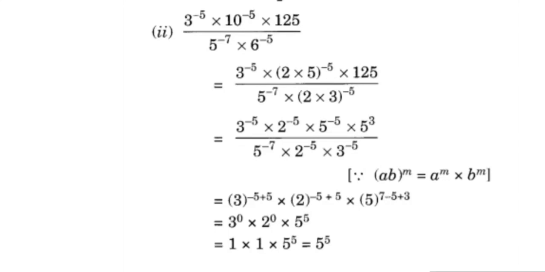Now we will use the identity. So it will come 3 raised to minus 5 plus 5, into 2 raised to minus 5 plus 5, into 5 raised to 7 minus 5 plus 3. So this will come 3 raised to 0 into 2 raised to 0 into 5 raised to 5, means 1 into 1 into 5 raised to 5.